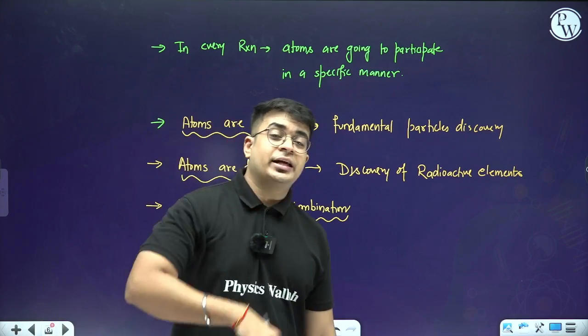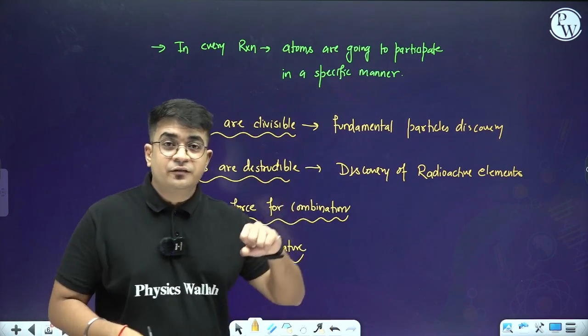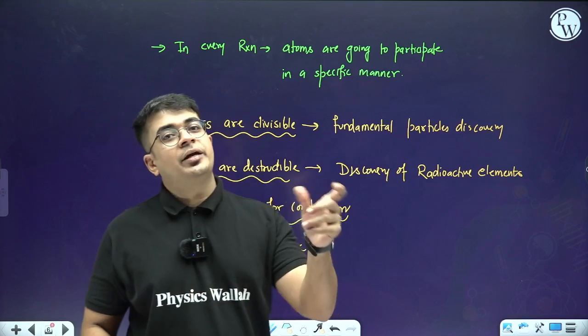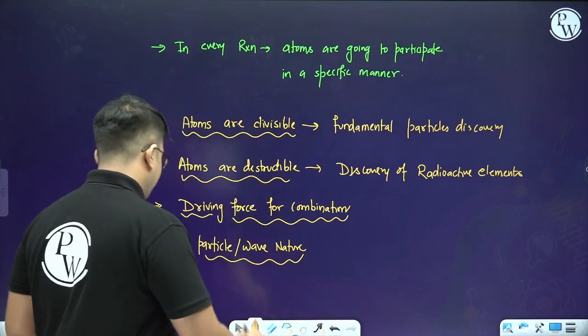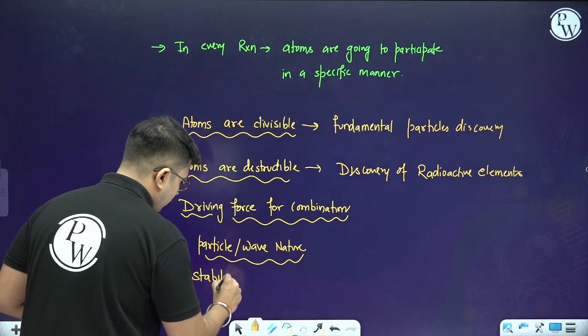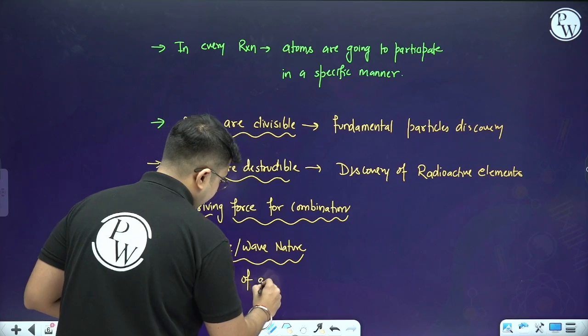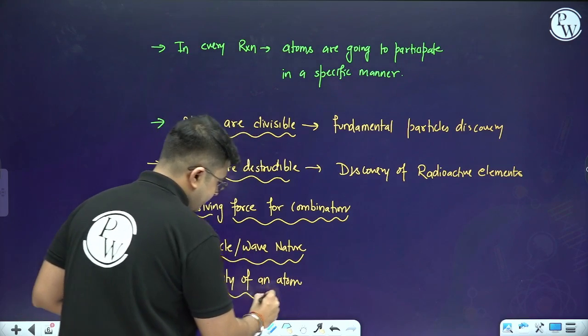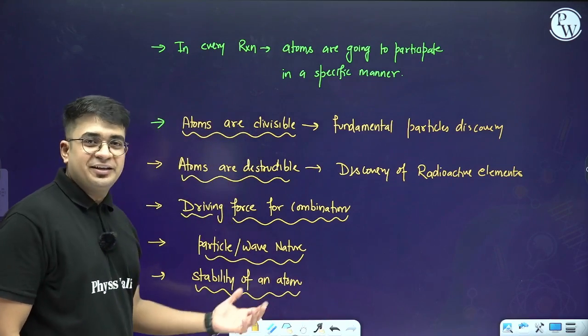But this theory gave us the idea that we have our smallest particle, which is basically the atom. It may or may not be stable. So again, the next question is about the stability. So it was unable to talk about the stability of an atom. Now you see, limitations are very strong points.